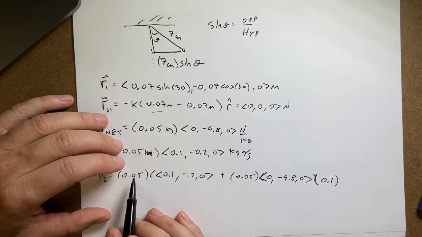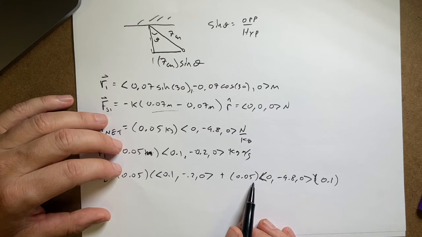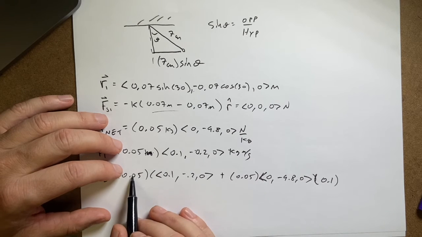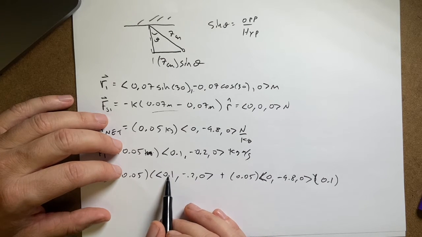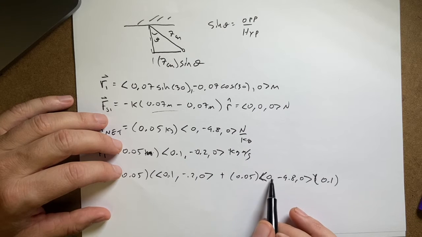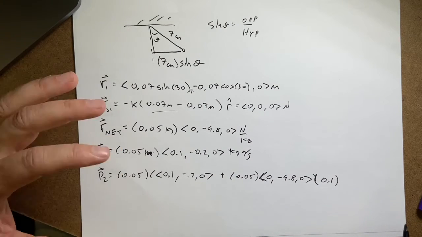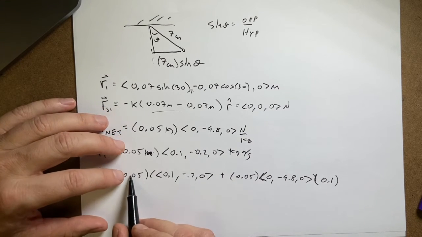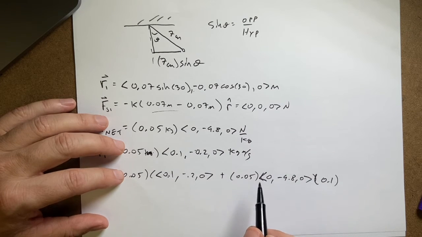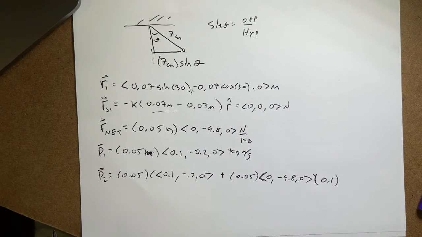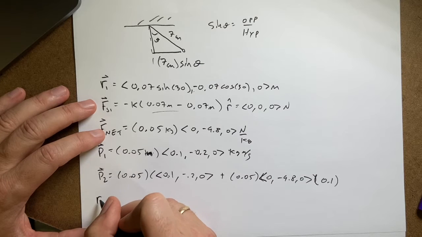So I can do the x component. It's going to be 0.05 times 0.1 plus 0.05 times 0 times 0.1, which is easy to do. And then this one's going to be all the y components multiplied and added together and so forth. Okay, so now I'm going to do R3, R2.